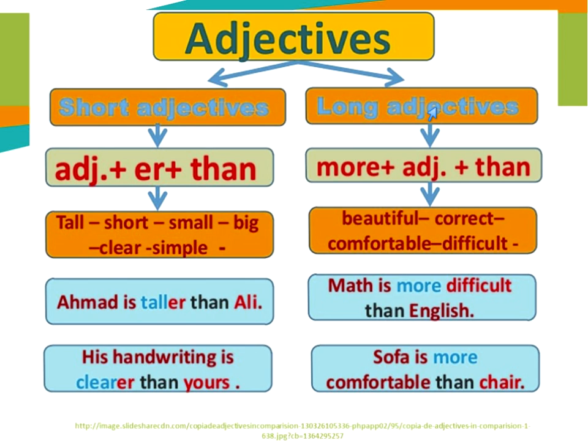With long adjectives, it's a bit different. Because in long adjectives, you don't add -er. You say more, and you keep the adjective as it is. Math is more difficult than English. A sofa is more comfortable than a chair.